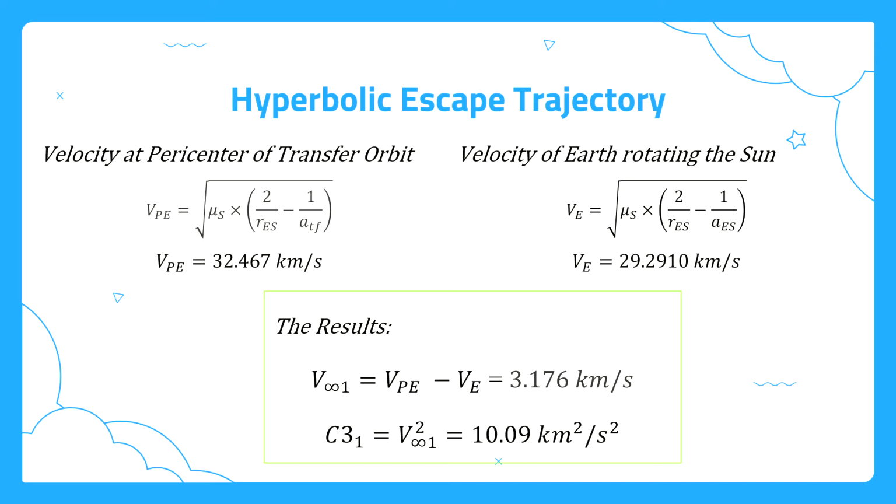Now we're going to see the hyperbolic escape trajectory. To calculate the v infinity of the hyperbolic escape orbit, we first have to calculate the velocity at pericenter of the transfer orbit, which is VPE, given by this vis-viva integral. We should also calculate the velocity of Earth rotating around the Sun, or VE, calculated also by the vis-viva equation. We subtract VPE minus VE to get the v infinity of the hyperbolic escape orbit, which is given here, 3.176, after calculating those first two, VPE and VE. We also have the energy needed to escape the sphere of influence of Earth by taking the square of the v infinity, which is given here, 10.09 kilometers squared per second squared.